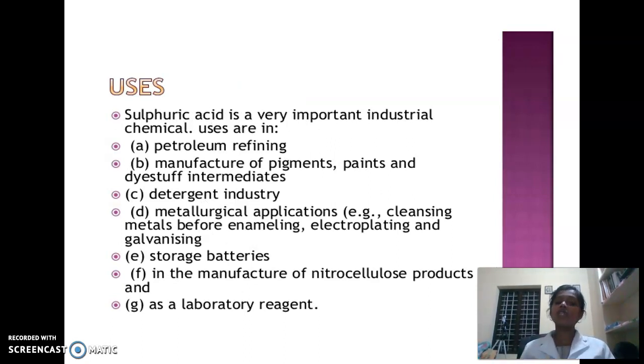Now coming to the uses of sulfuric acid, it is a very important industrial chemical because it is considered a king of chemicals. It is used in petrol refining. It is used in manufacturing of pigments, paints and dyestuff intermediates. It is used in detergent industries. It is used in metallurgical applications. It is used in storage batteries. It is used in the manufacture of nitrocellulose products. And it is used as a laboratory reagent.